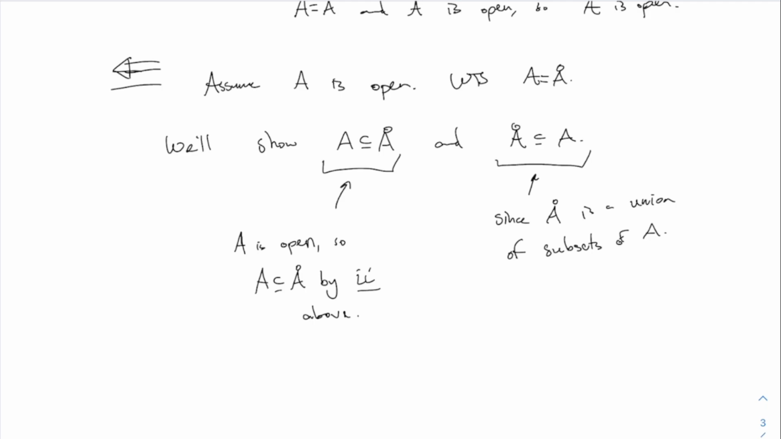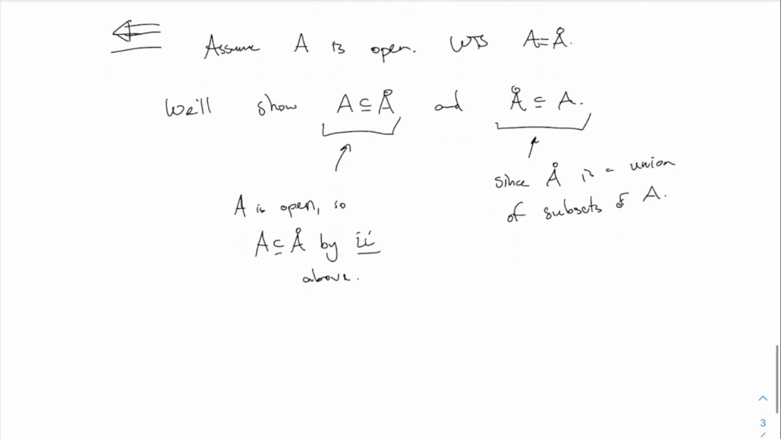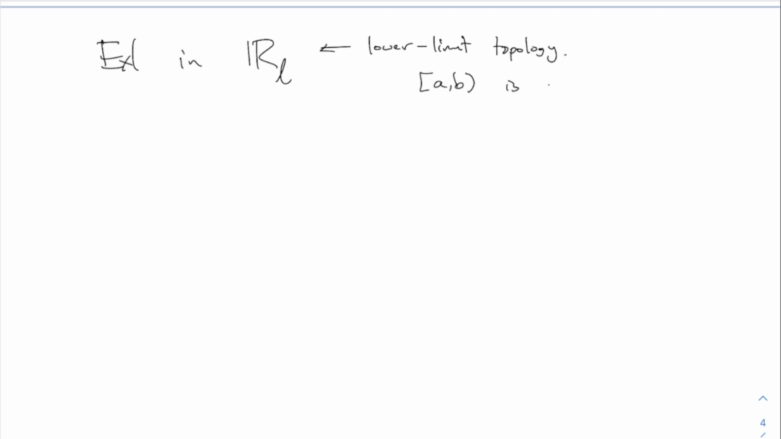All right, let's talk about some examples of interiors and closures. We did a few simple examples in R. Let's talk about, just to get a little fancy about it, let's try some example in R with the lower limit. Our book writes that as R sub L here. This is, remember, this means the lower limit topology. That's the one in which open intervals look like this. All right, that's the lower limit topology.